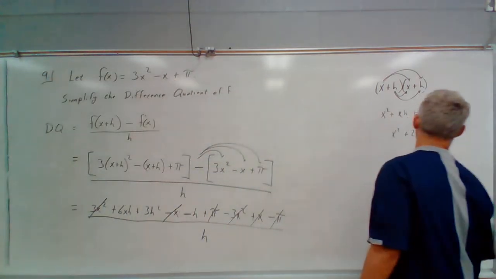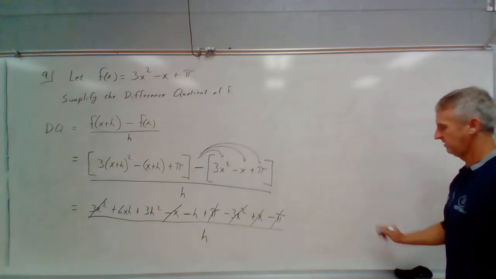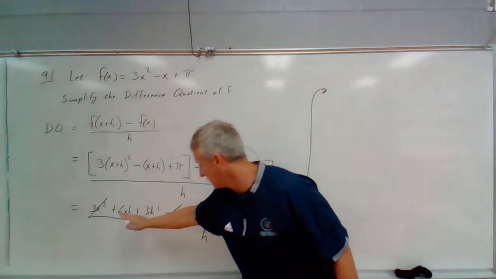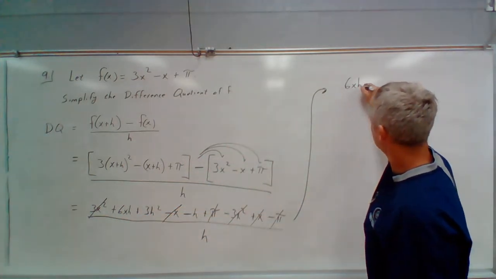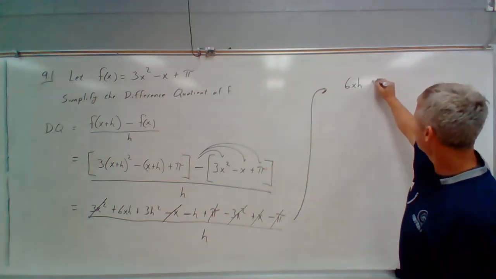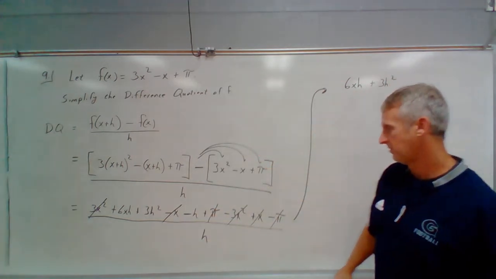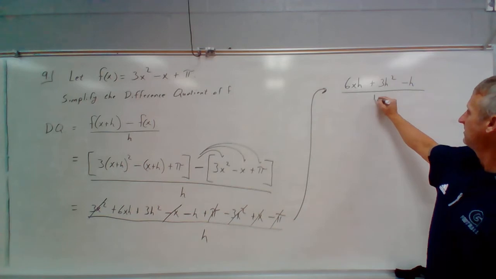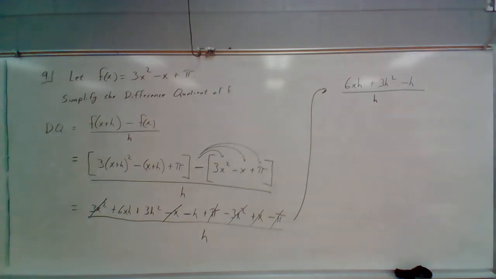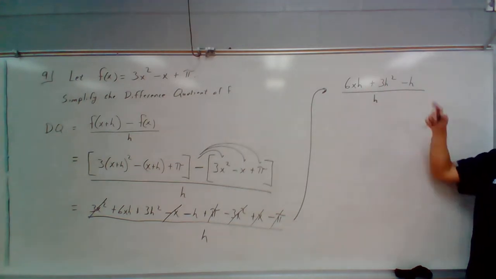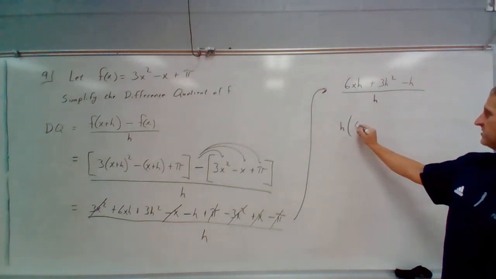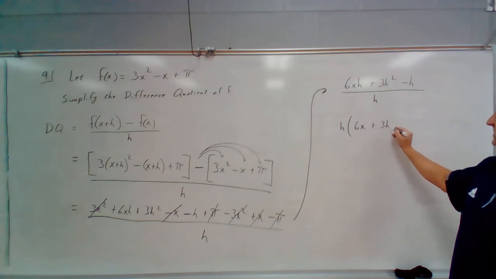So now I'll come up here, get rid of our scratch work, and write down really carefully what we've got left. So I've got 6xh plus 3h squared minus h, all over h. All right, notice that up here on the top, each term has an h in it. So I'm going to factor an h out of all of that. So that'll leave me with 6x plus 3h.